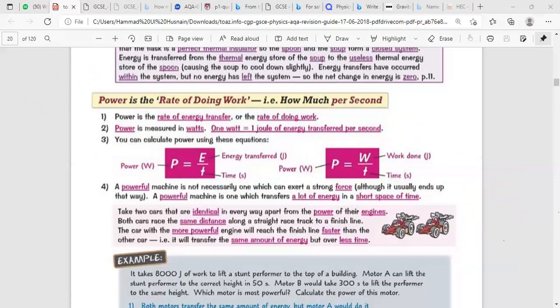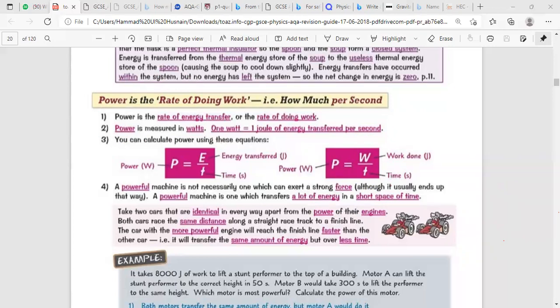A powerful machine is not necessarily one which can exert a strong force, although it usually ends up that way. A powerful machine is the one which transfers a lot of energy in a short space of time. What does this mean? It means that when we say a person or a body is powerful, it doesn't mean that it will exert more force on something. It means that it can do more work in a small amount of time, although it ends up that way.